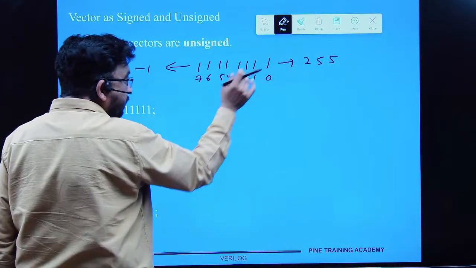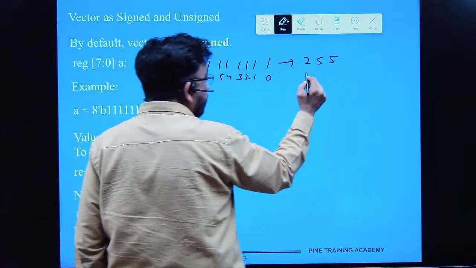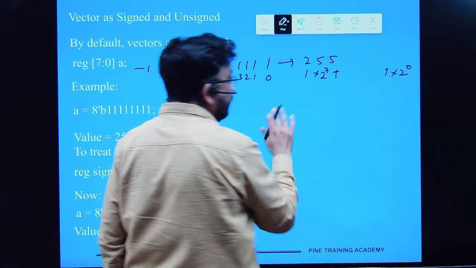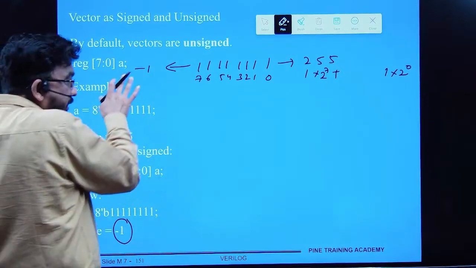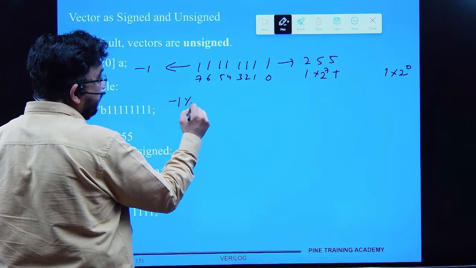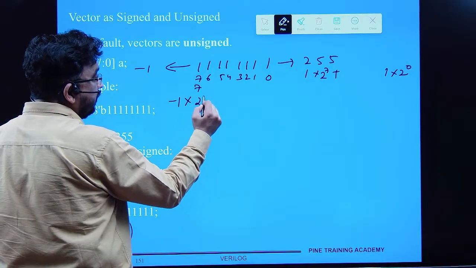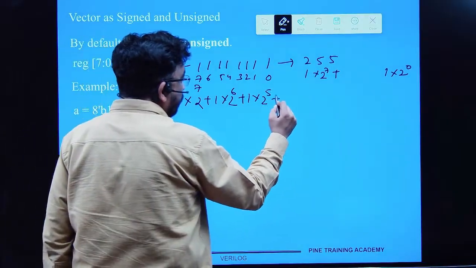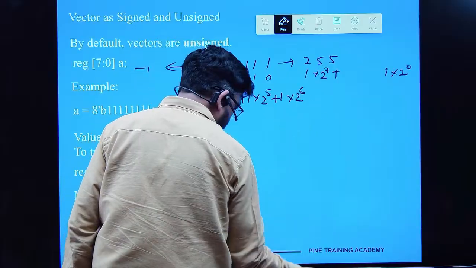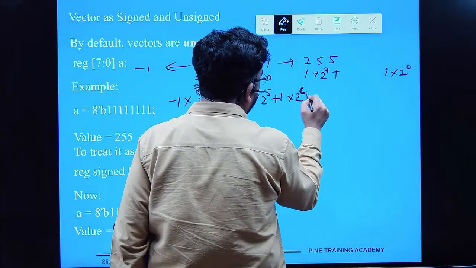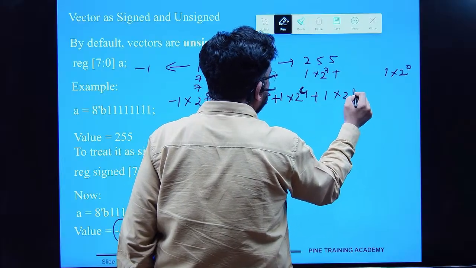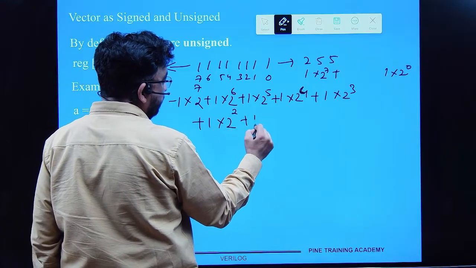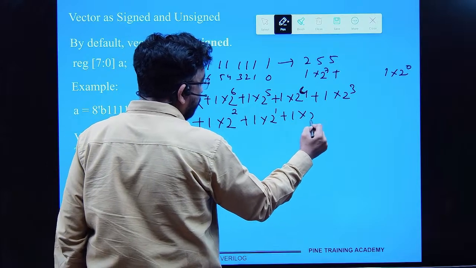How? 255, if you convert into decimal, right? Like 1 into 2 to power 7 up to 1 into 2 to power 0. So that will be 255. But how will this be -1? If I take -1 into 2 to power 7 plus 1 into 2 to power 6, 1 into 2 to power 5, 1 into 2 to power 4, plus 1 into 2 to power 3 plus 1 into 2 to power 2 plus 1 into 2 to power 1 plus 1 into 2 to power 0.